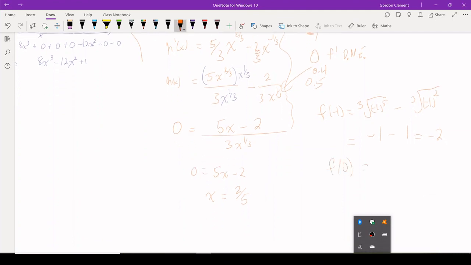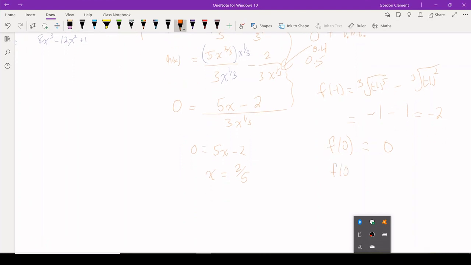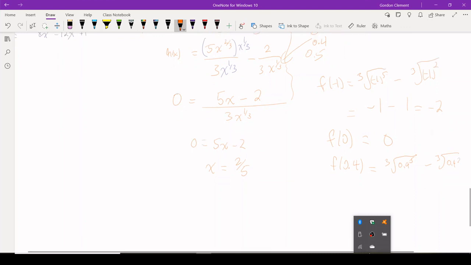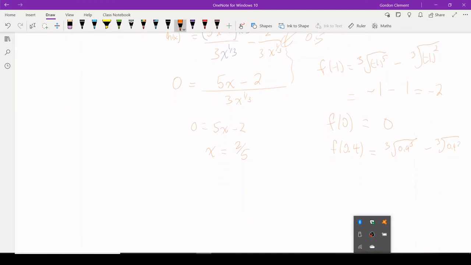F at 0 is in fact 0. We talked about that. If you do the cubed root of 0, you get 0. Oh, and here's where the wheels fall off the bus for me. Can someone punch this one in for me? So 0.4 to the 5, and then the cubed root of that, and then take away 0.4 squared to the cubed root of that. And I'll need someone to do the 0.5 as well.